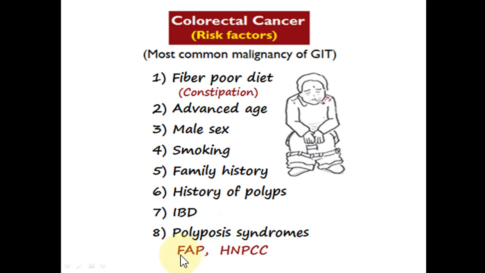For example, familial adenomatous polyposis and hereditary non-polyposis colorectal cancer. Familial adenomatous polyposis is associated with mutations in the adenomatous polyposis coli gene, and hereditary non-polyposis colorectal cancer is associated with the DNA repair genes. So a person with a family history of familial adenomatous polyposis and hereditary non-polyposis colorectal cancer is more prone to develop colorectal cancer.